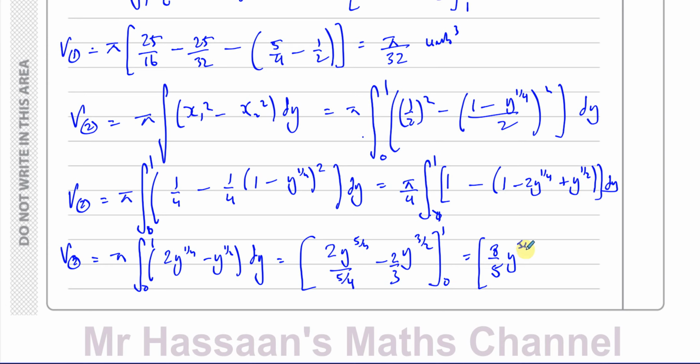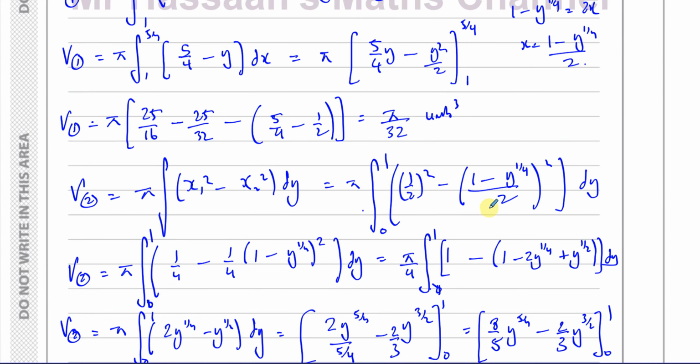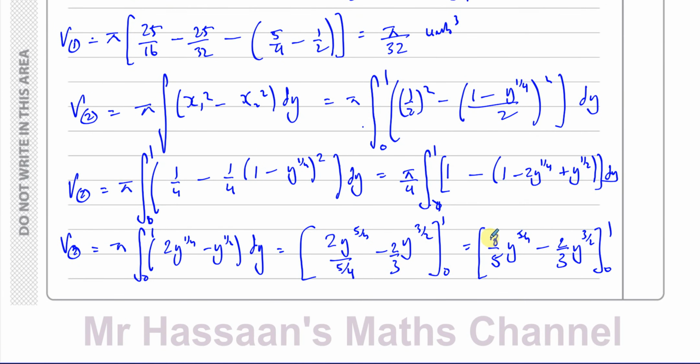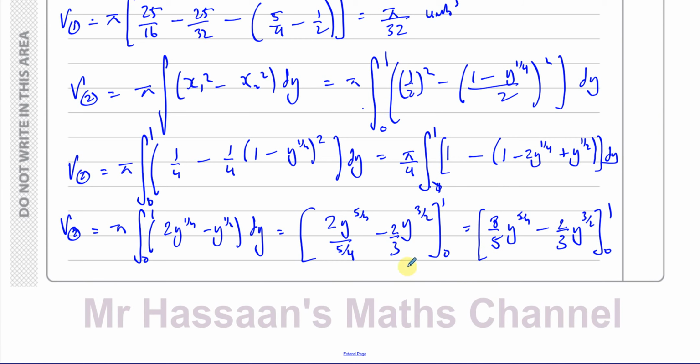Y to the power of 5 over 4 minus 2/3 y to the power of 3 over 2 between 0 and 1. Okay, so we're almost there. We just have to put 1 in here and then 0 in here. I'll fit it in the bottom here. In fact, I'll take you to the next page.